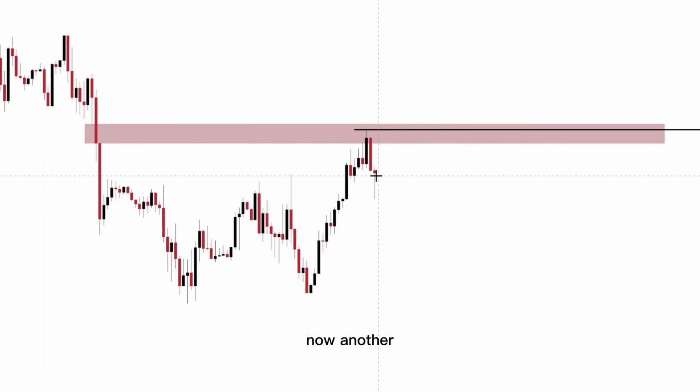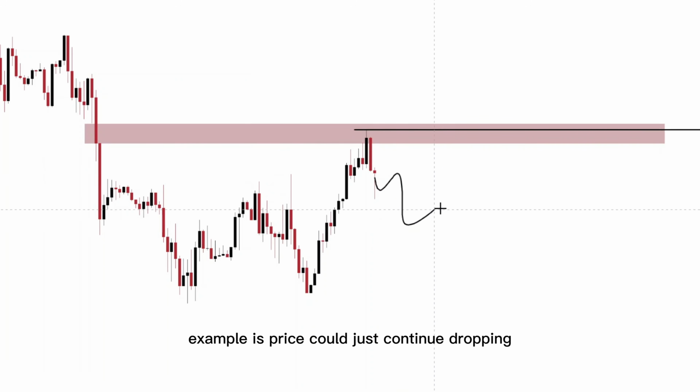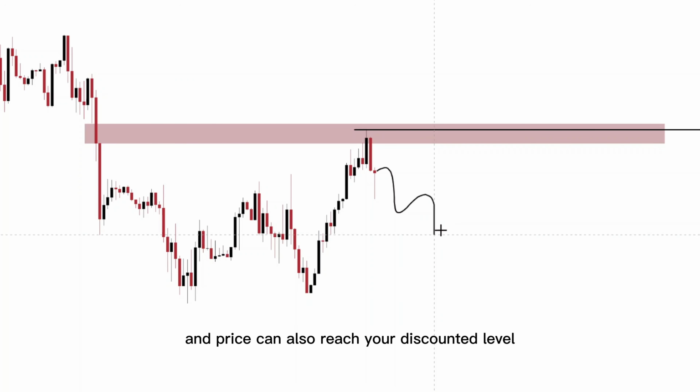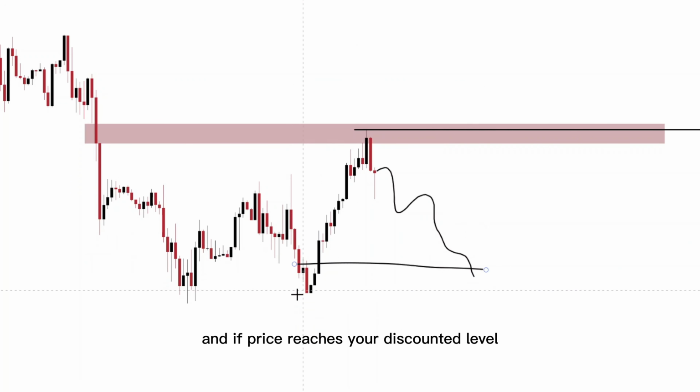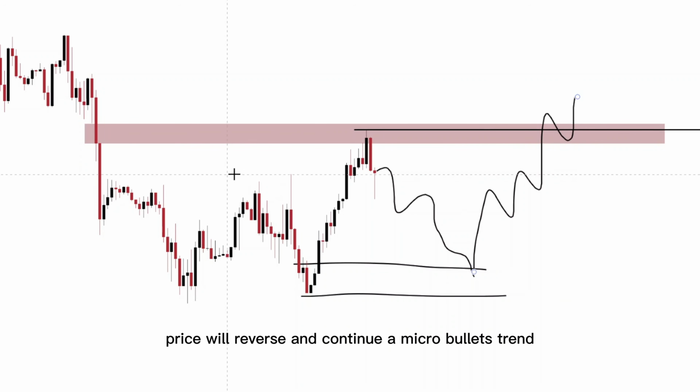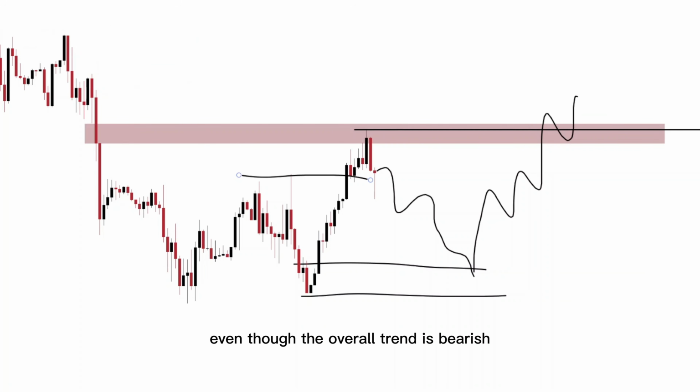Now, another example is price could just continue dropping. And price can also reach your discounted level. And if price reaches your discounted level, then more than likely price will reverse and continue a micro bullish trend, even though the overall trend is bearish.